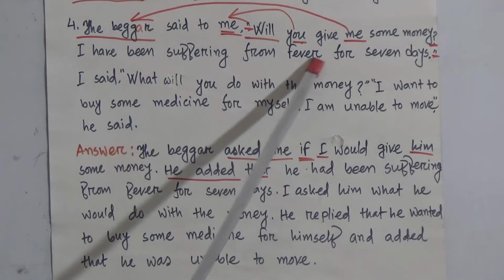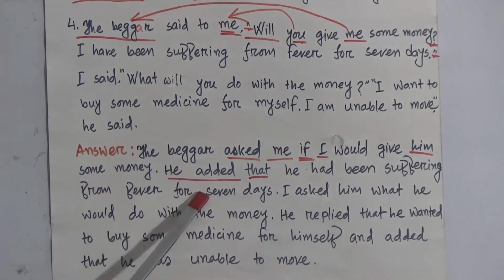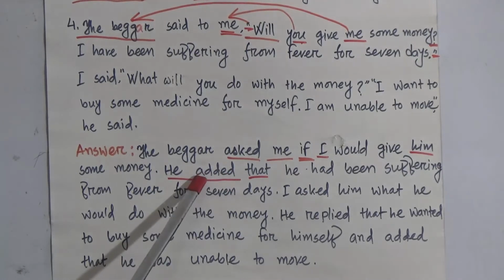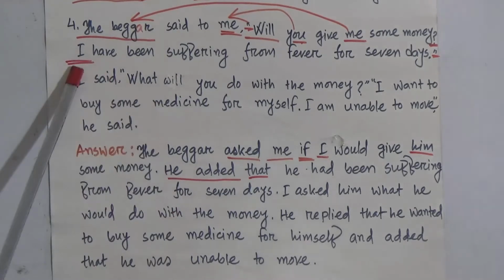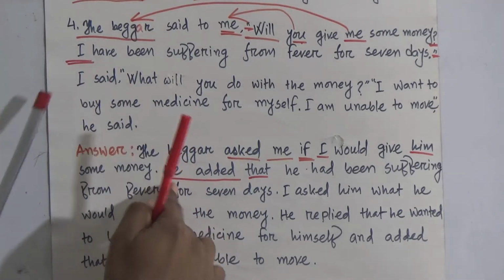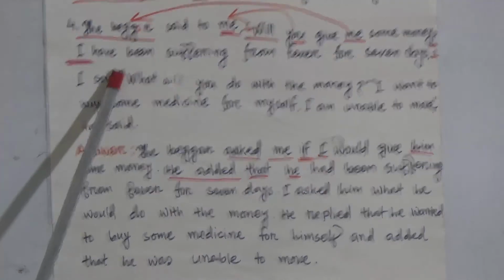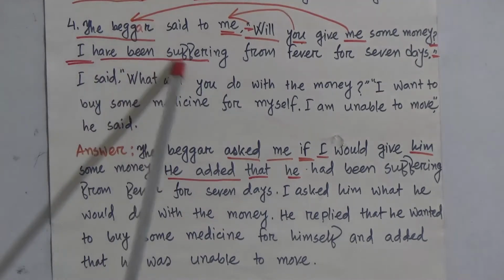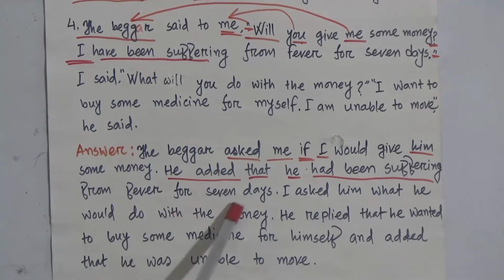Then I have been suffering from fever. He added that to him. To whom? To me. So me was the object of this sentence. That is not written here, so you have to bear it in mind. So I is first person. First person would be changed according to the subject. The subject is he, so it also would be he. Then have been suffering, present perfect continuous, would be converted into had been suffering, past perfect continuous. From fever for 7 days.